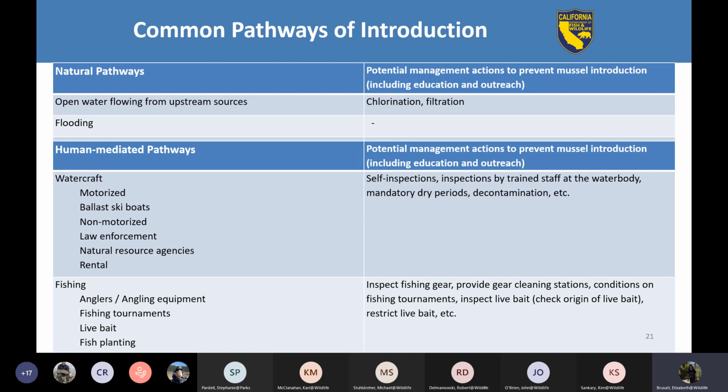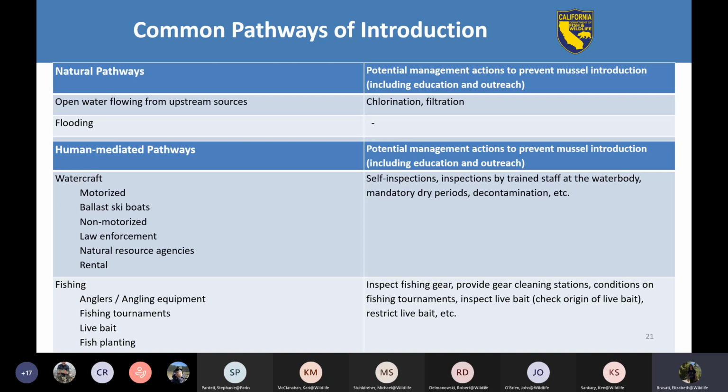So starting with watercraft, motorized watercraft have the most risk, but non-motorized watercraft like canoes or kayaks can also be a potential source of risk. You could have law enforcement watercraft, boats from other resource agencies, rental boats. So think about all those different types of watercraft that might be in your reservoir. And there are a number of different potential management actions that you could consider.